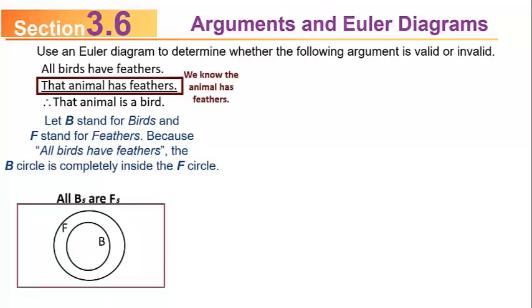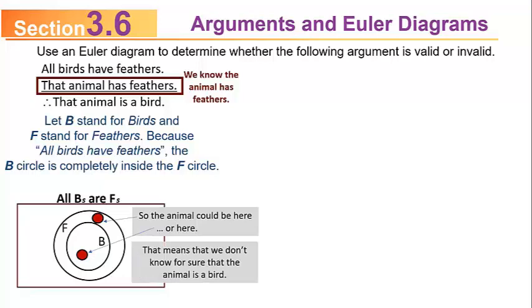According to the second premise, we know that the animal has feathers. So the representative dot has to be somewhere in the feather circle. It could be inside the feather circle but outside the bird circle, or it could be inside the feather circle but also inside the bird circle. And that tells us immediately that we don't know for sure that the animal is a bird. That being the case, that animal is a bird is an invalid argument because we could illustrate it either way and have a correct illustration.